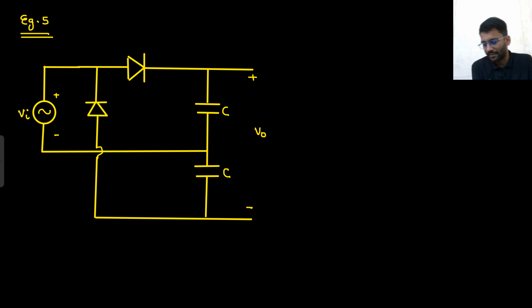Here, this is the example. Now, can you see any standard circuit here? Are your eyes able to detect any standard circuit? Vin is again the same, Vm sin omega t. Vin is Vm sin omega t only.